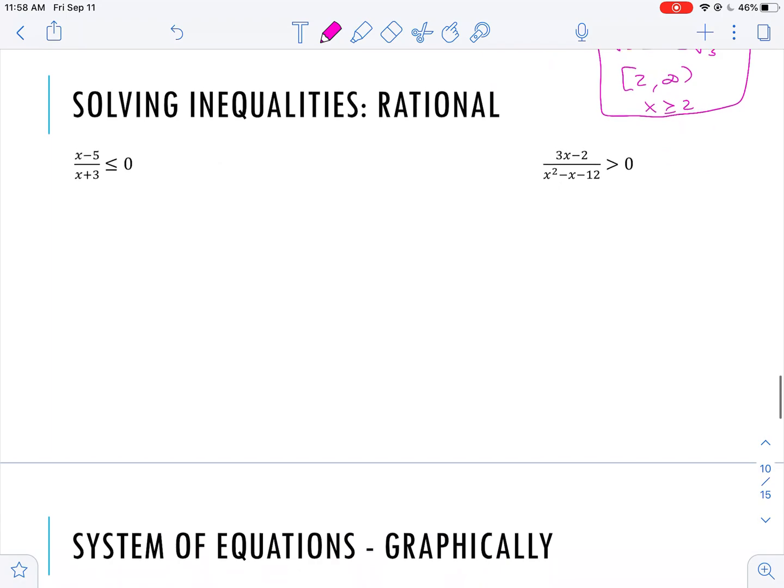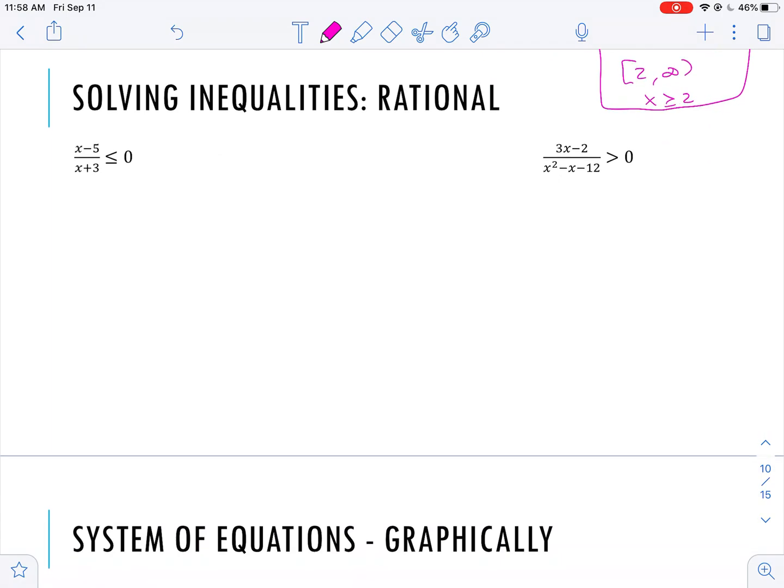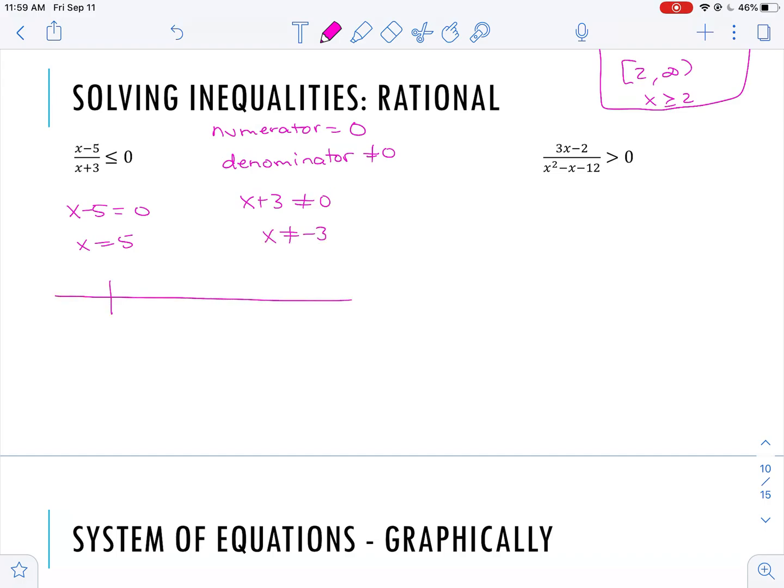Solving inequalities, so rational inequalities. So rational inequalities, again, we need to make a sign chart, but in order to do this, for these, you set the numerator equal to 0, and the denominator equal to 0, and those are the numbers that are going to go in the sign chart. So for the first one, x minus 5 equals 0, x plus 3 cannot equal 0. So the two numbers that I'm going to use in my sign chart are going to be 5 and -3.